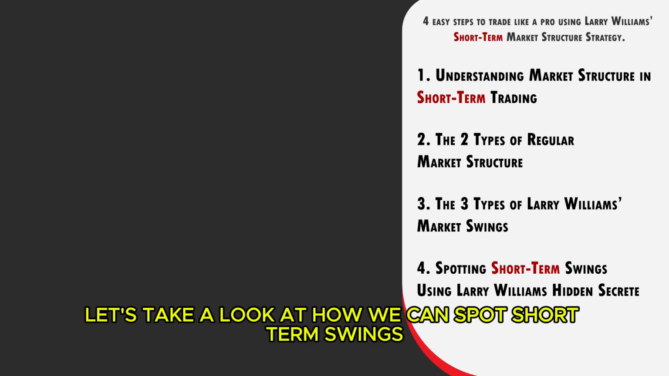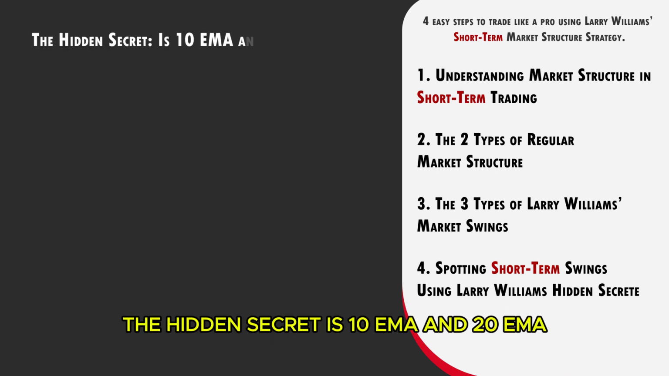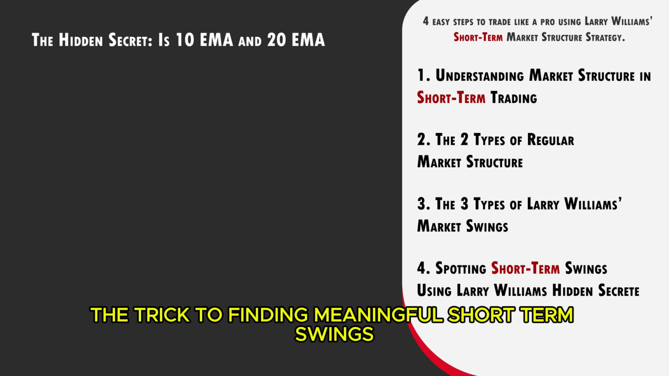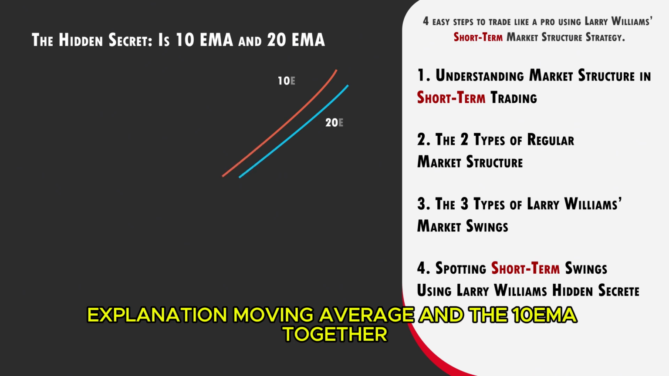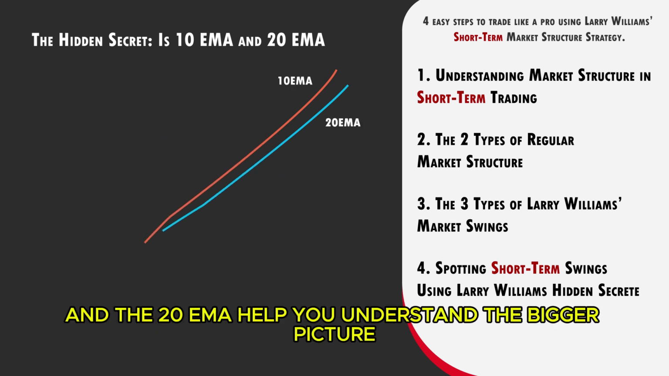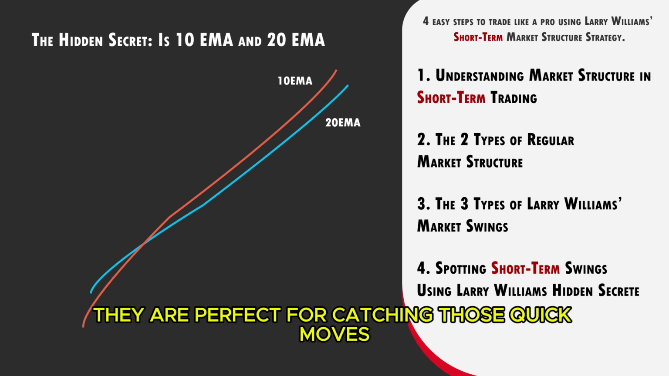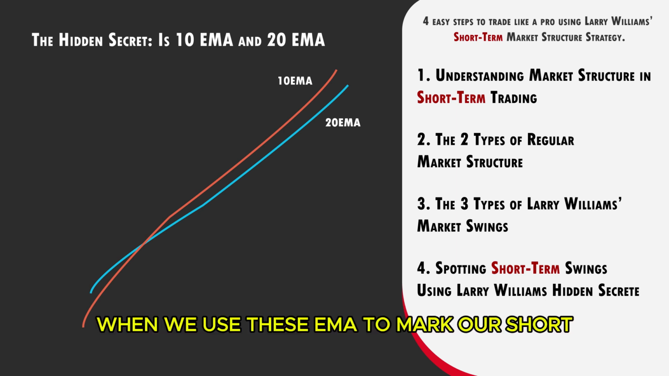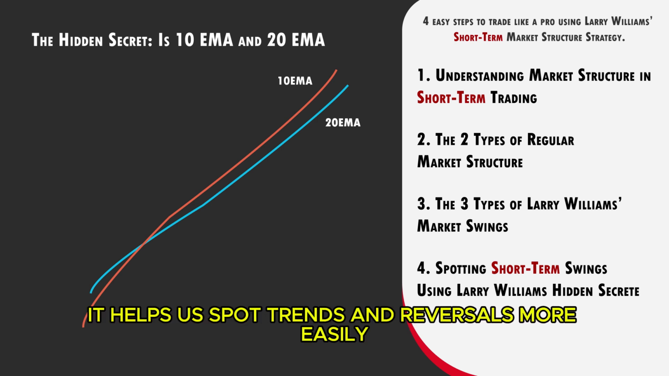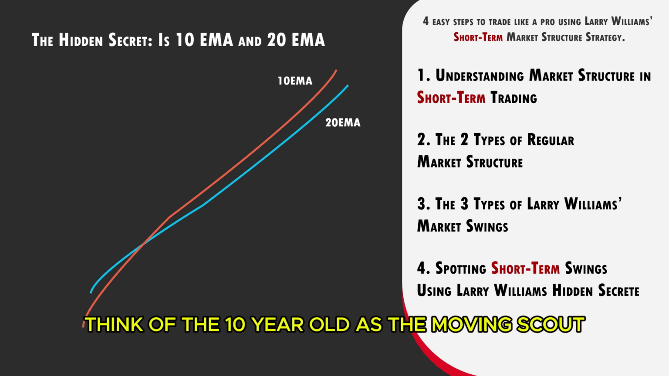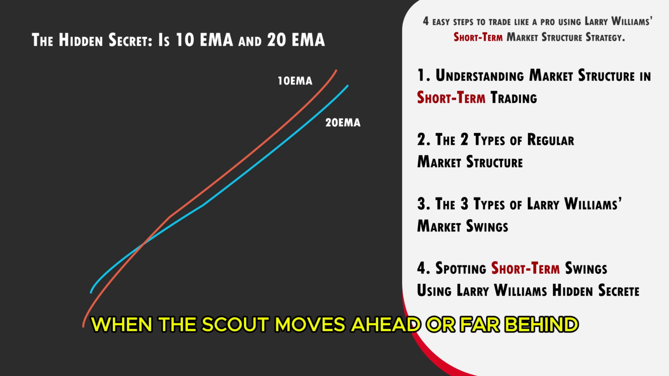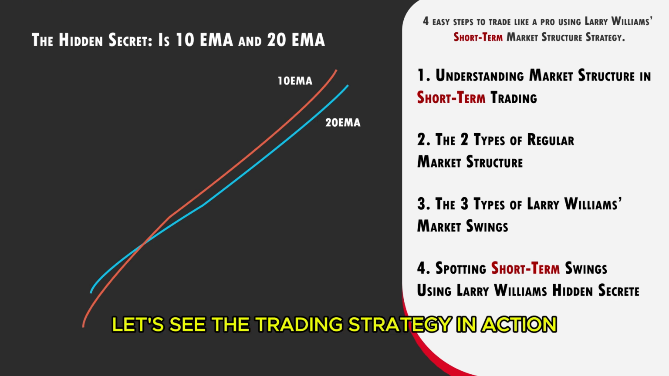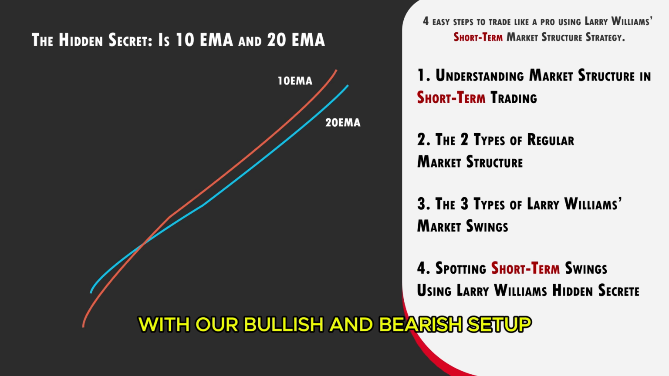Let's take a look at how we can spot short-term swings. The hidden secret is the 10 EMA and 20 EMA. The trick to finding meaningful short-term swings is knowing how to use the 20 EMA, the exponential moving average, and the 10 EMA together. On the higher time frames, the 10 EMA and the 20 EMA help you understand the bigger picture, but on lower time frames, they are perfect for catching those quick moves. When we use these EMAs to mark our short-term structure, it helps us spot trends and reversals more easily. Think of the 10 EMA as the moving skirt and the 20 EMA as the leader. When the skirt moves ahead or falls behind, it signals action. Let's see the trading strategy in action with our bullish and bearish setups.